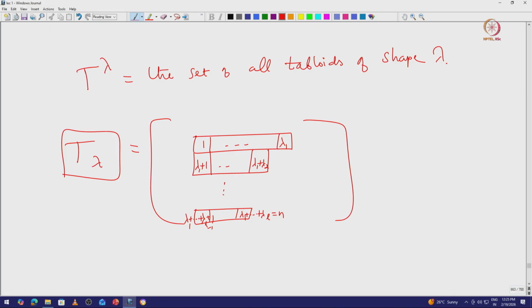And we will prove that there is a natural action of the symmetric group on the set of tabloids, and that will make the C-span of these tabloids a symmetric group representation, and that representation is going to play an important role in constructing the irreducible representations.